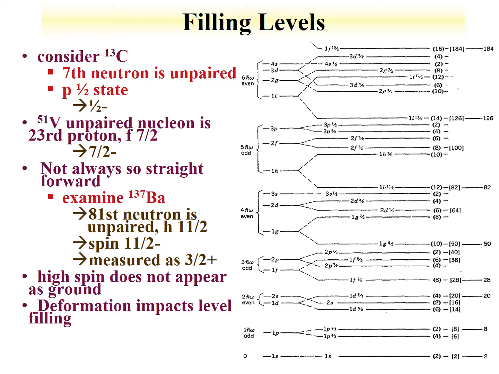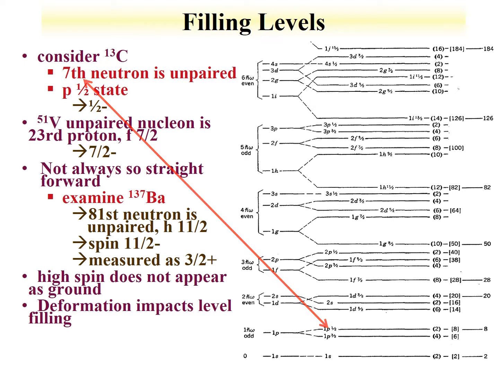Another example, carbon-13, that's 6 protons, 7 neutrons. The 7th neutron is unpaired. The first 6 will fill up here, and the 7th lives in the 1p1/2 state. P, as we've already seen in the examples, is negative parity, 1/2. We would expect the spin and parity of carbon-13 to be 1/2 minus, and it's true.